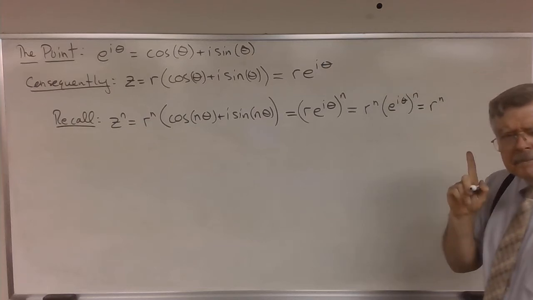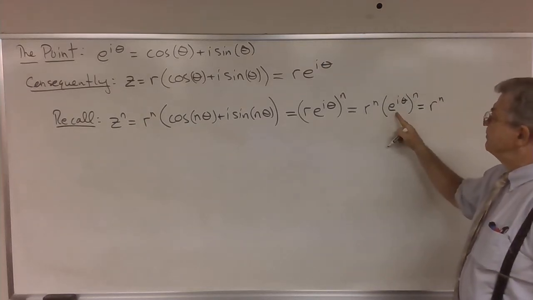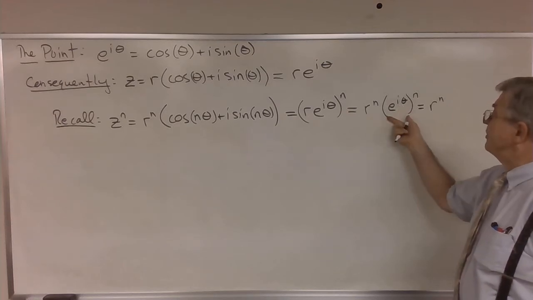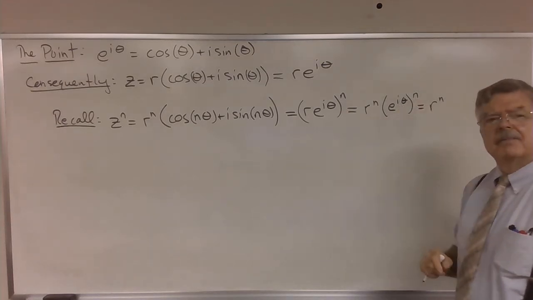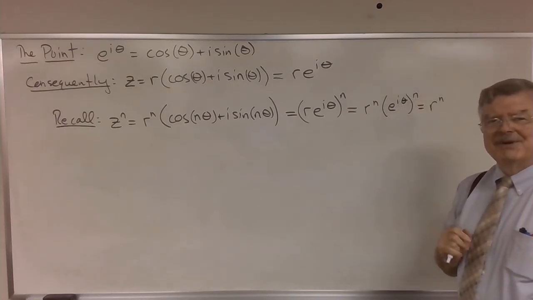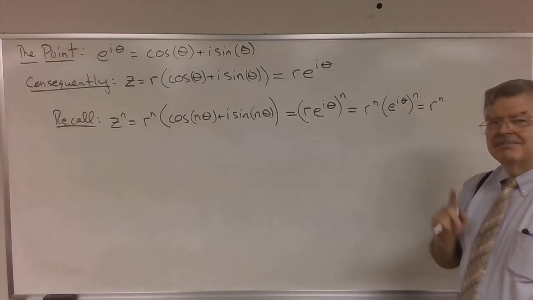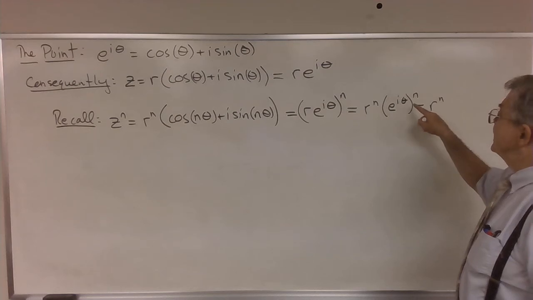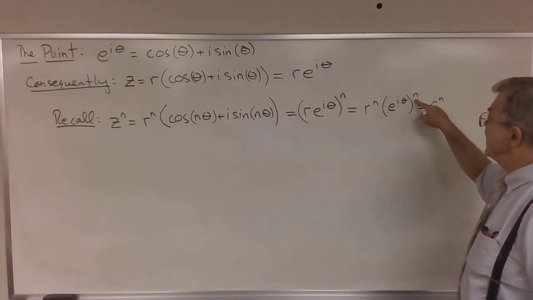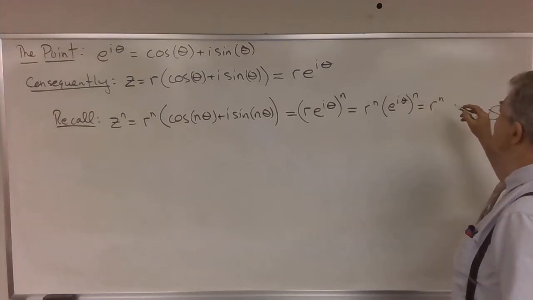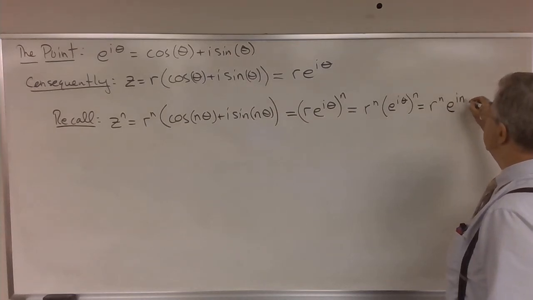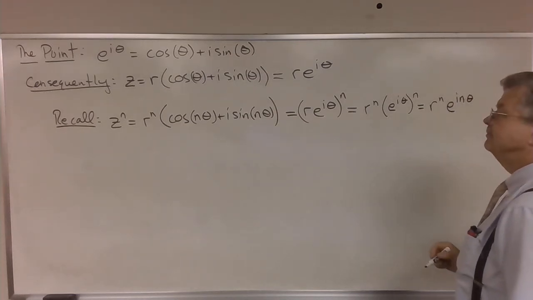Now, if we have something raised to a power, and that whole thing is raised to a power, what do the exponents do? Don't they multiply? So we're going to get this exponent times that exponent. We're going to get e to the i n theta.